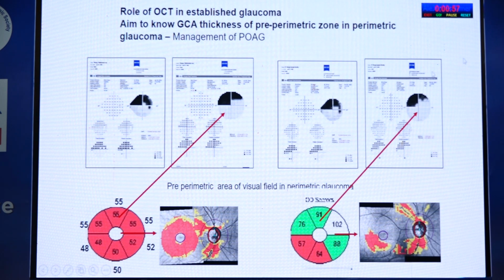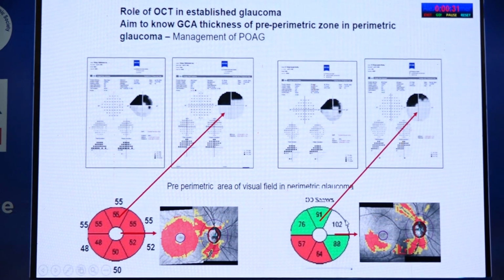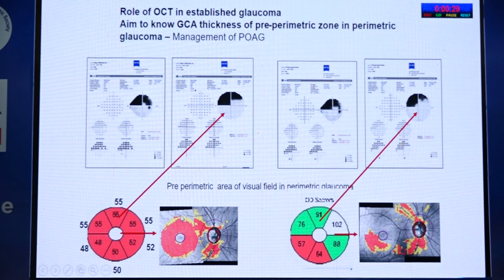If you look at these patients, the scotomas look very similar, and the thickness has fallen to 55, yet inferiorly, when the thickness is around 55, the patient still has good vision. The same patient, if you look at the scotoma here, has a thickness of 90 and does not have any scotoma. So in these patients, though the visual fields look very similar, you have to be more aggressive compared to the patients where the GCC is much better.